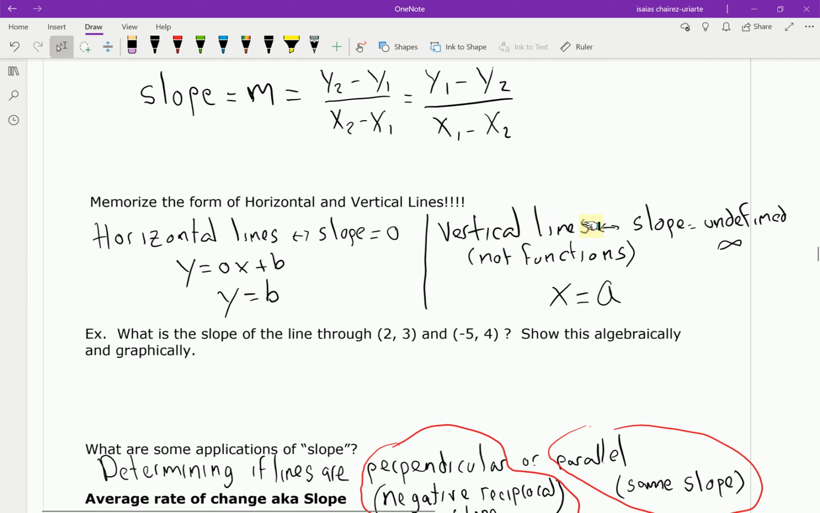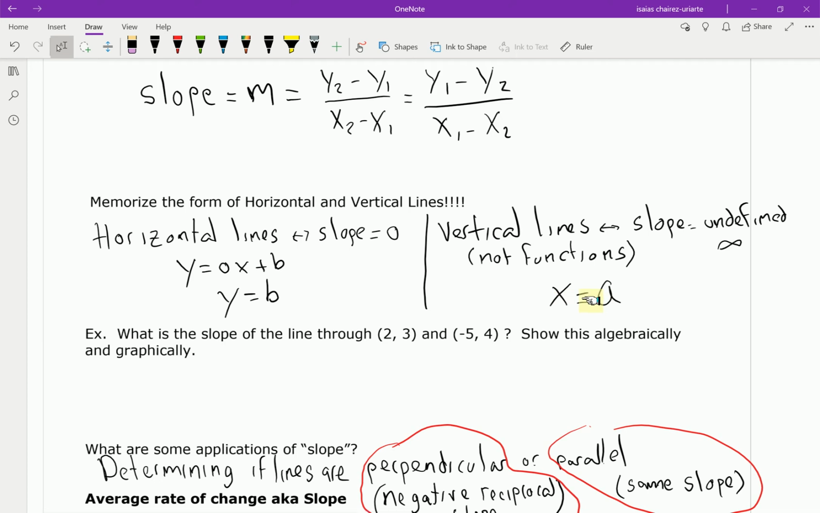Vertical lines. For vertical lines, sometimes we say that the slope is undefined or infinite. Vertical lines are not functions, so we cannot use f of x notation for them. We cannot use function notation. The equation of a vertical line is just x equals the value where my vertical line hits the x-axis. X equals 3, x equals a in this case.